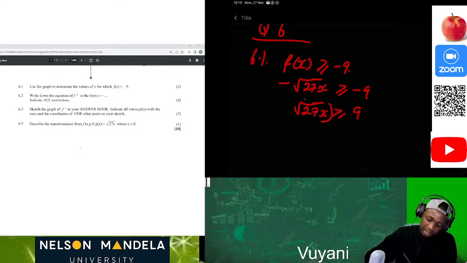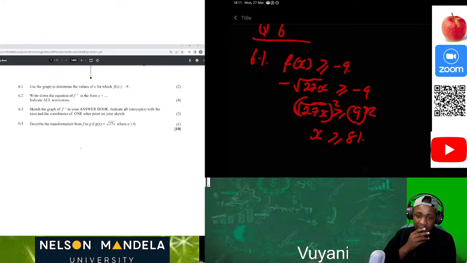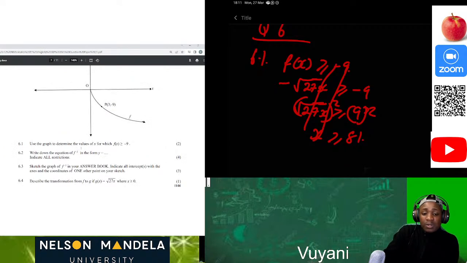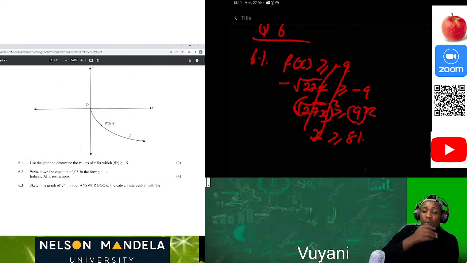Then we square both sides to remove this. So we have x greater or equal to 9 squared. It's 81. But now this is a big number, or as they say, where f of x is greater or equal to negative 1. So definitely we did something here which is not right. So let's look at it again. Use the graph to determine the values of x for which f of x is greater or equal to negative 9.